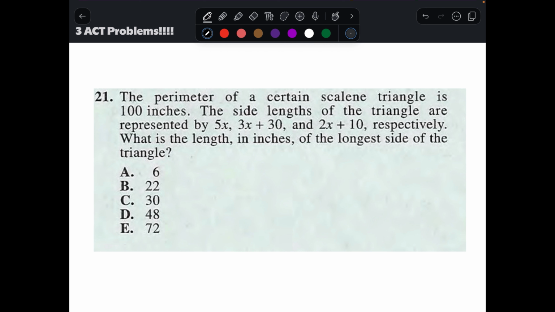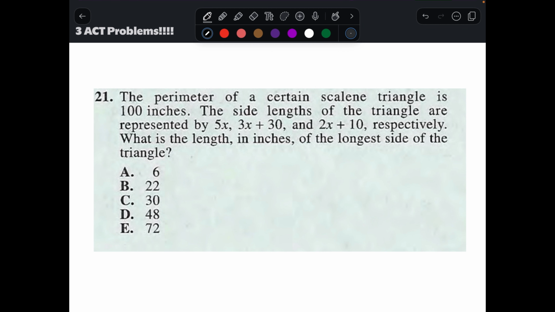So for this question, it tells us that the perimeter, and remember, to find the perimeter, you add up all the side lengths of the triangle, right? And it tells us that the perimeter is 100 inches, right? And it tells us that the side lengths are represented by 5x, 3x plus 30, and 2x plus 10.